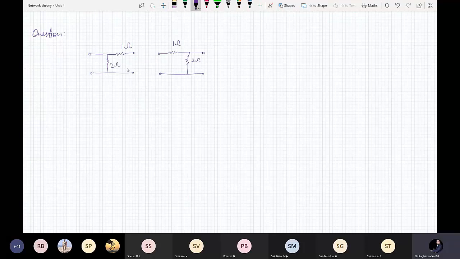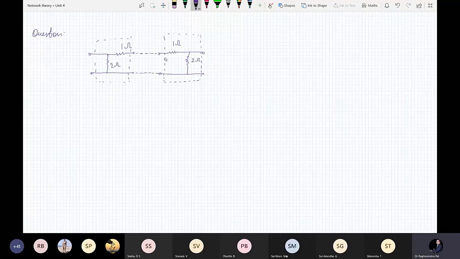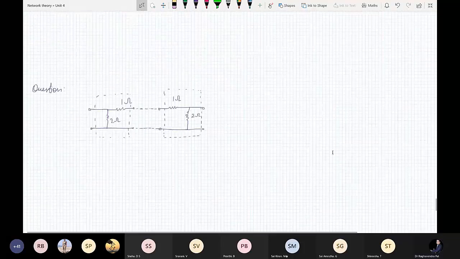So two-port networks are given, and these are connected like this. Okay, these are connected here. So what is this connection called? This is one two-port network. This is another two-port network, and it is connected like this. The output of the first is connected to the input of the second. So what is this connection called? This is a cascade network.